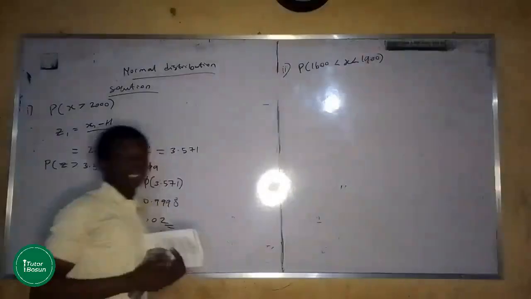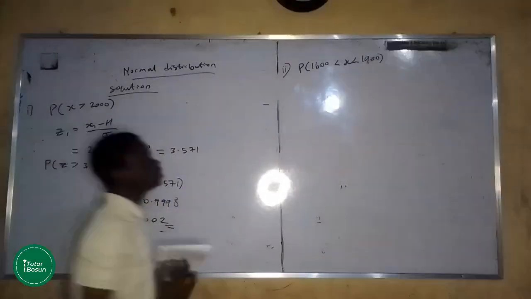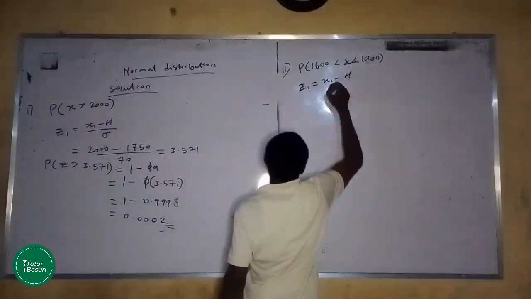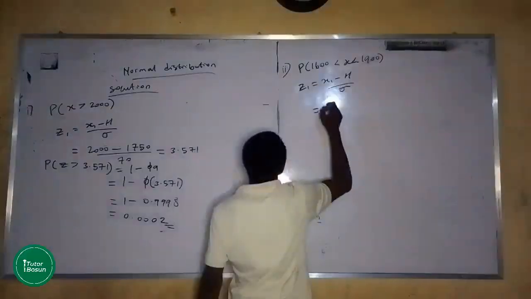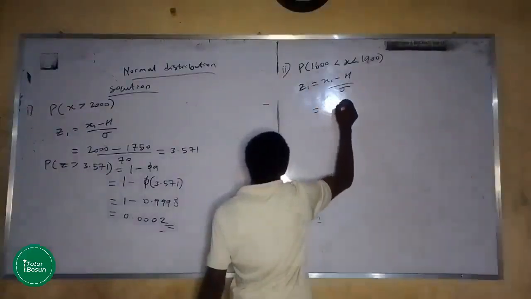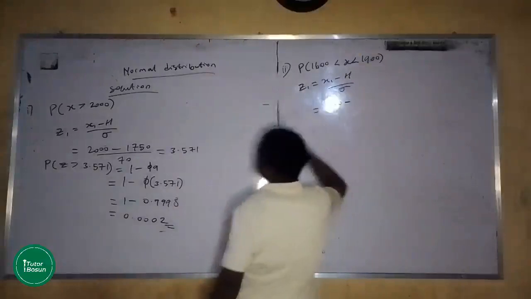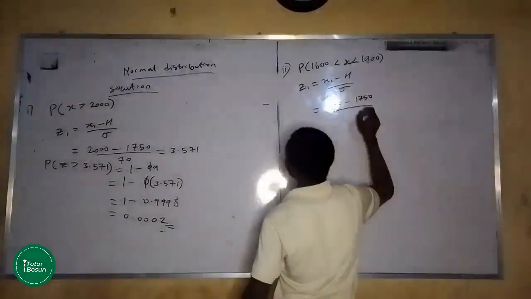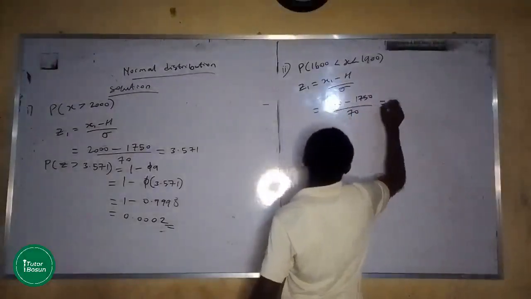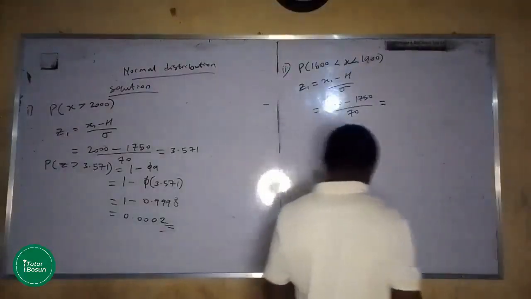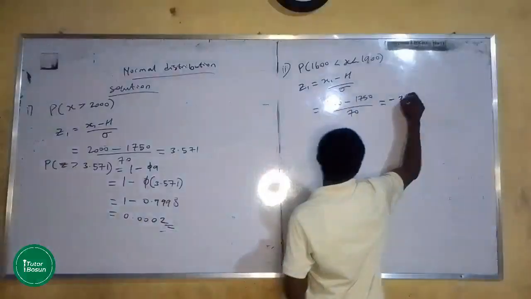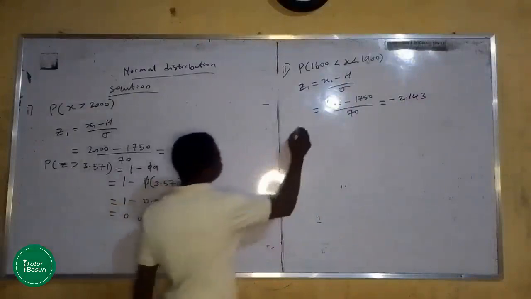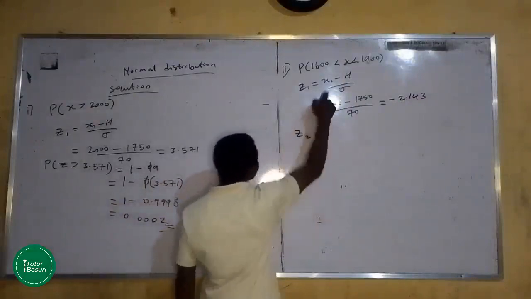So what we also need to do here is transform our x into z. So our z1, which is equal to x1 minus mu over sigma, is going to be 1,600 minus our mu, which is 1,750, over the standard deviation, which is 70. If you do that very well, you should have minus 2.143.